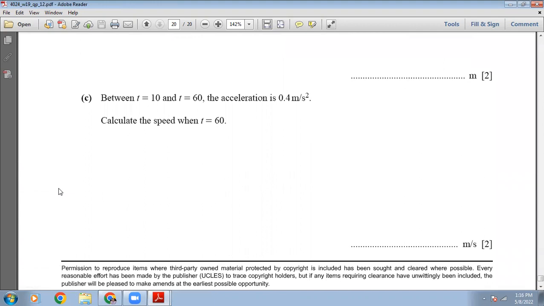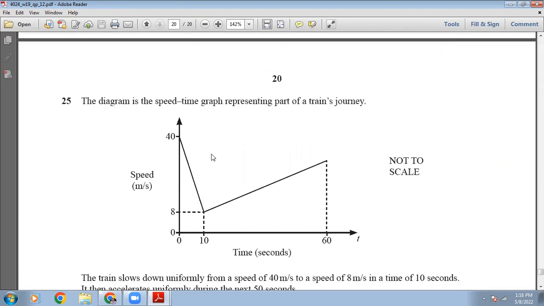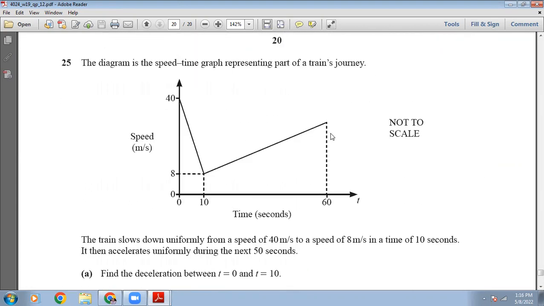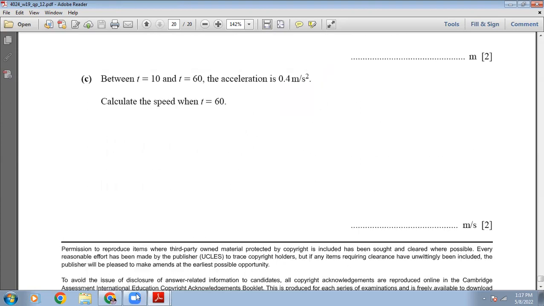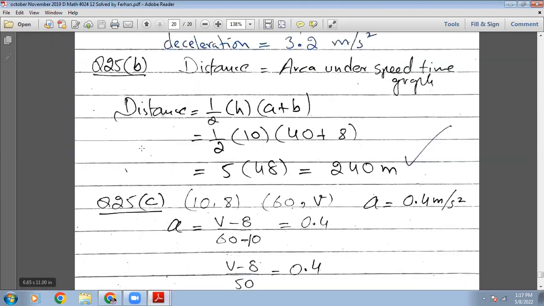Okay, so the C part is between T10 and T60. The acceleration is 0.4 meter per second square. Calculate the speed when T is 60. Now it is given to us that the acceleration here is 0.4 meter per second square. So I will take 2 points here. One is (10, 8) and this is (60, V), velocity. We don't know what that velocity is. I know the gradient of this line already, that is equal to the acceleration. So I will be able to find out that V value.